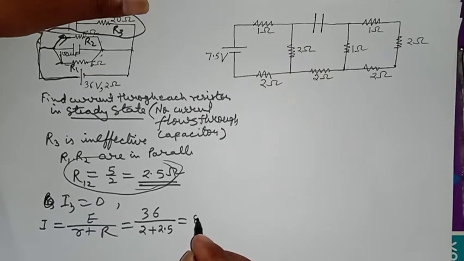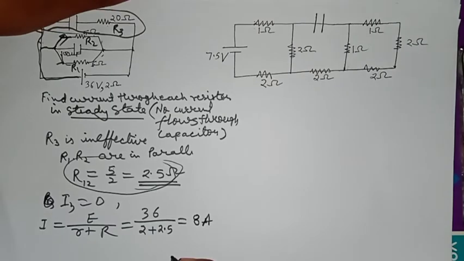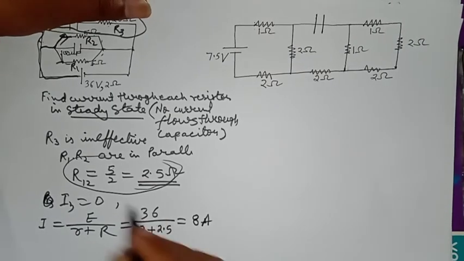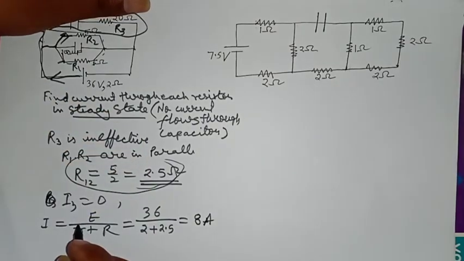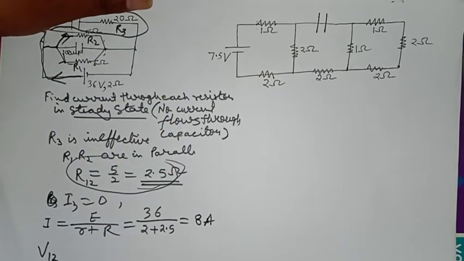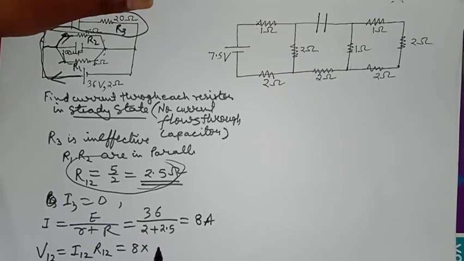Maybe 8 ampere, you can check it out. Maybe I would be wrong. So okay, this is 8 ampere. 8 ampere is being delivered from here. So what is the potential difference across these two? V12 equal to I12 R12. 8 into 2.5, that is 20 volt.